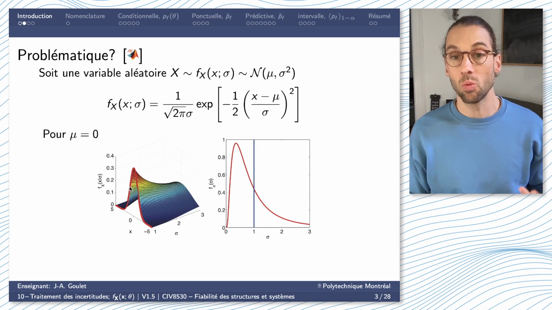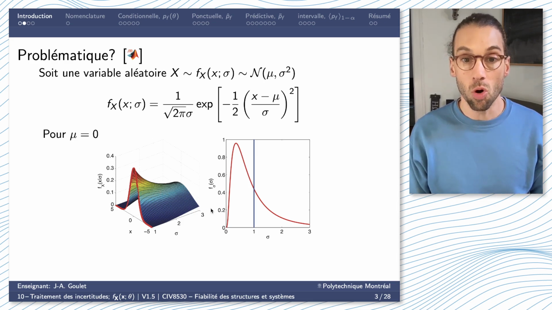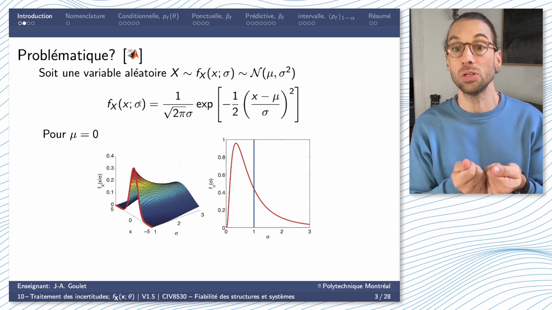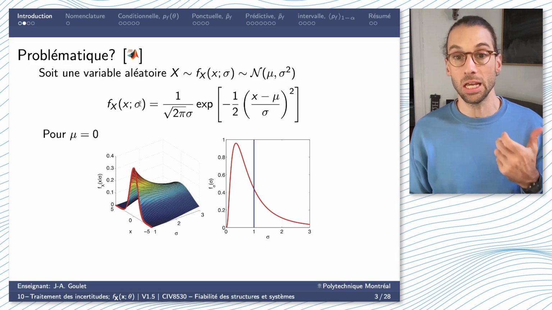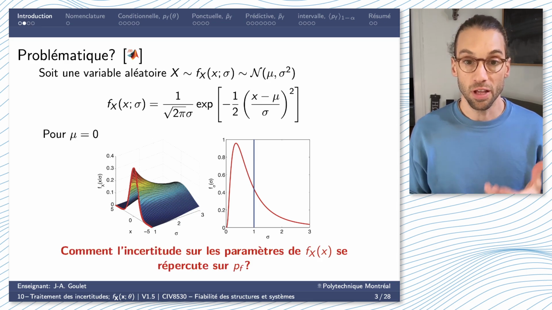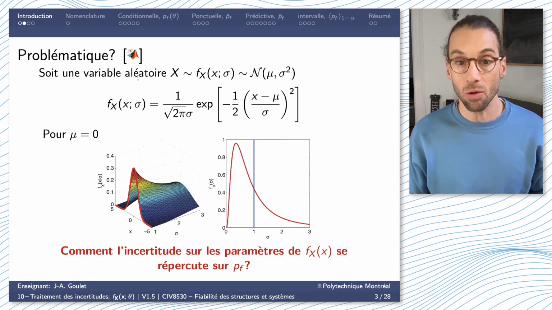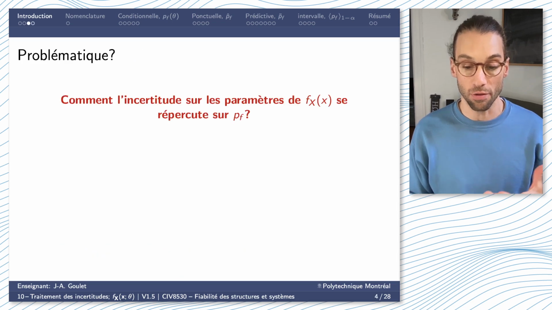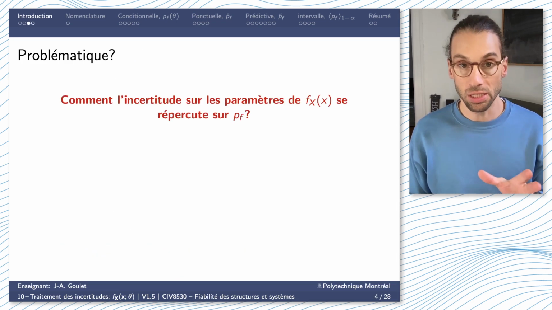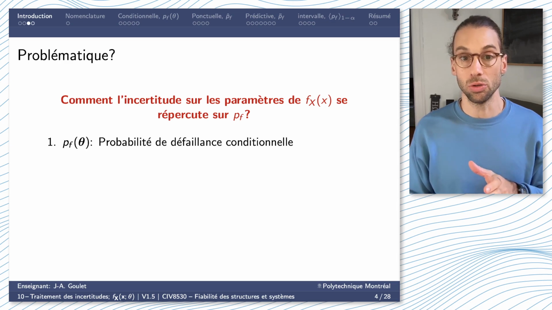So we want to be able to express the probability density for the parameters involved in f of x to describe our uncertainty about those parameters. And we want to factor in that uncertainty in the calculation of our failure probability. We want to know how the uncertainties on the parameters of f of x influence our evaluation of the failure probability. So this is the problem we're trying to tackle here.